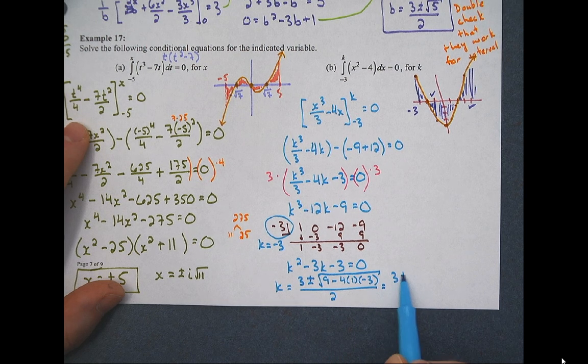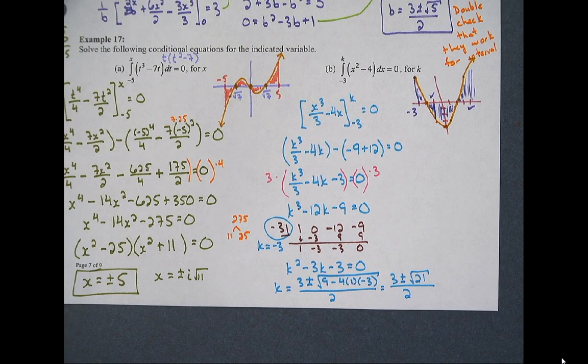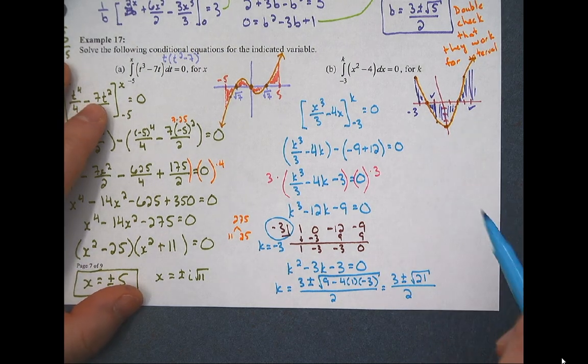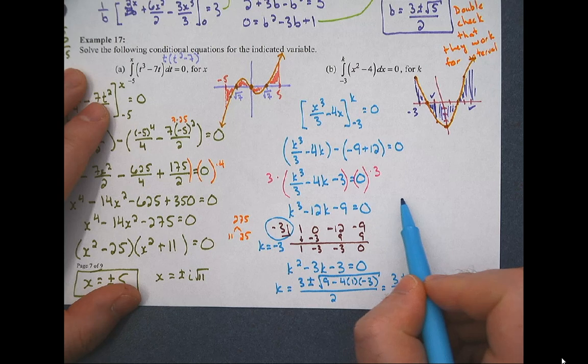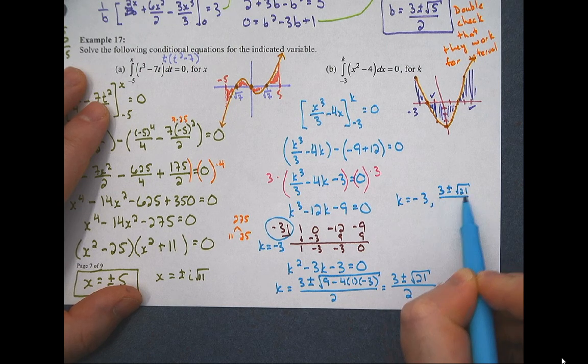So we get 3 plus or minus the square root of negative 12 plus 9, so that's 21. I like that. No perfect squares going into 21. So we can't clean that up at all. So where are our solutions? Remember, we said that we were probably going to find 3 solutions. We would say that k could be equal to negative 3 or 3 plus or minus root 21 over 2.